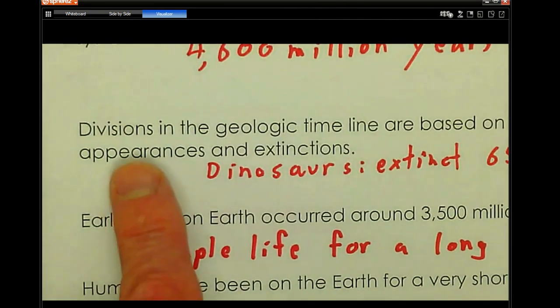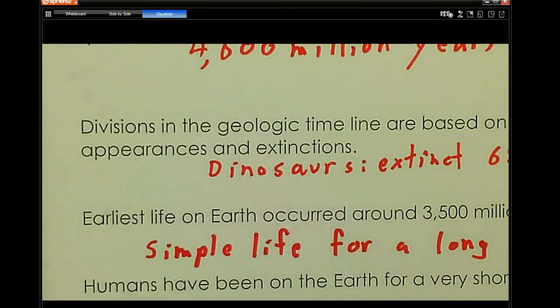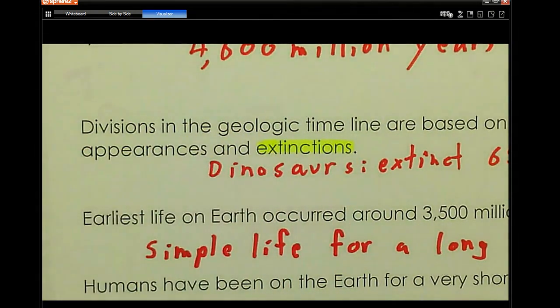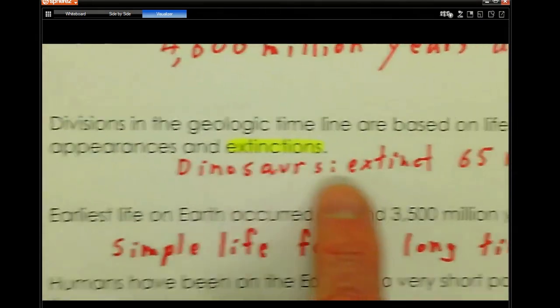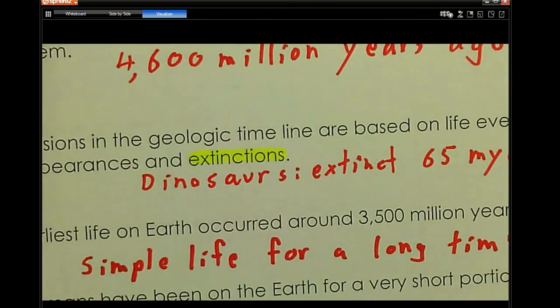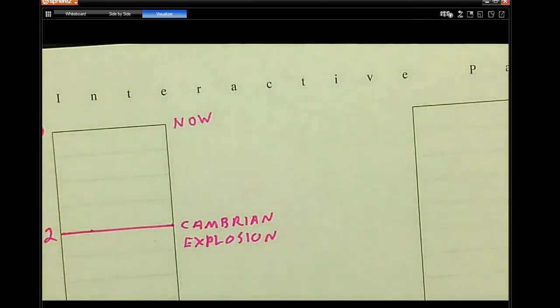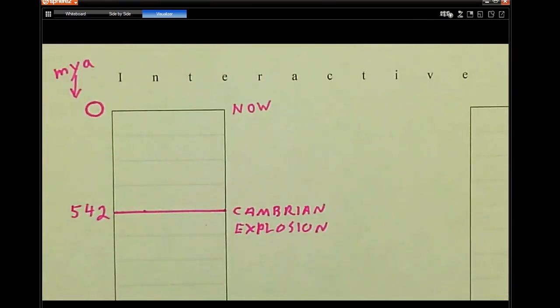Life events that we talked about in our notes are appearances and extinctions too. Most life on Earth, most life that existed on Earth is now extinct. Most of the different types of critters that we see in the fossil record don't exist now. They become extinct. Not just the dinosaurs becoming extinct 65 million years ago, but other critters too. And they sometimes happen in mass extinctions where it was a lot of extinctions happening at one time.